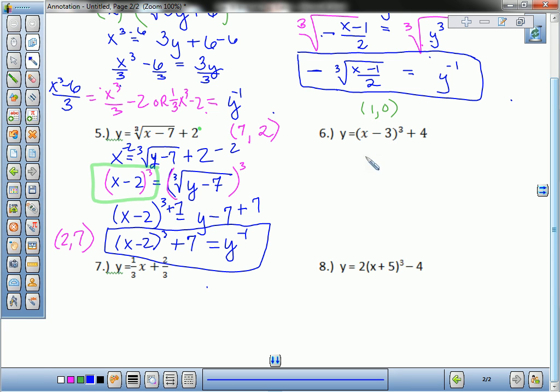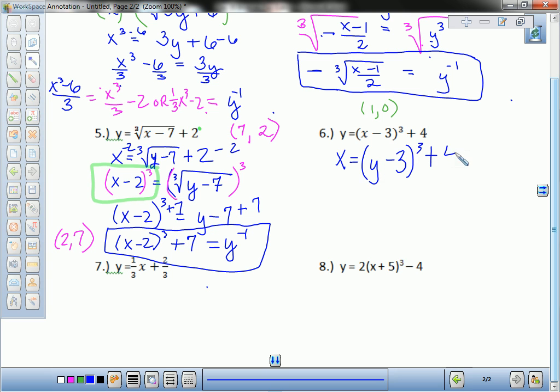So number 6 could be easier for you. We switch the x and y, and we solve for y. So we move the 4 over. And then we have to take the cubed root of everything on both sides. Everything over here, everything over here.